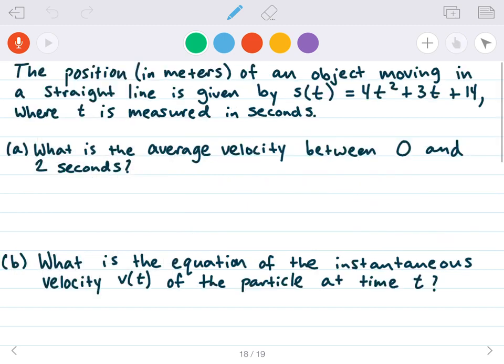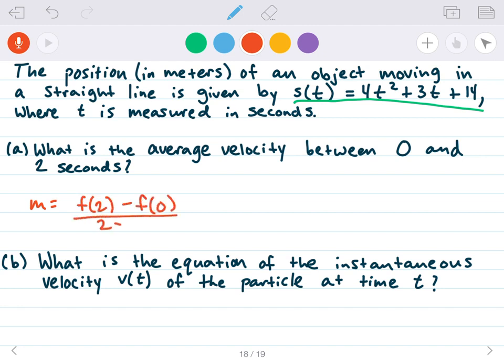Okay. All right, so let's go ahead and do a word problem using derivatives. Okay, so they tell us that the position of an object moving in a straight line is given by this function here. So this is a position versus time function where t is measured in seconds. First question says, what is the average velocity between 0 and 2? Remember, average velocity is just the slope. Okay, so in this case, we're just doing f of 2 minus f of 0 over 2 minus 0. Okay, so that's just our slope.